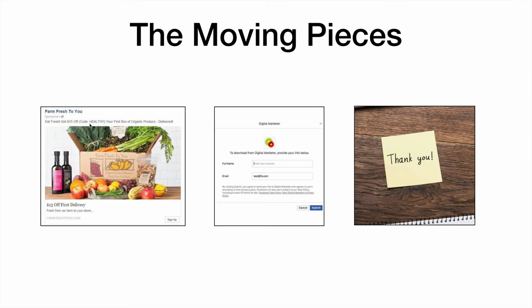By the way, this is a classic example of buying intent here, right? For Farm Fresh to You. Nobody would really sign up to get $15 off unless they wanted to buy this kind of stuff. So it's a real good way to get a list of people that are interested.